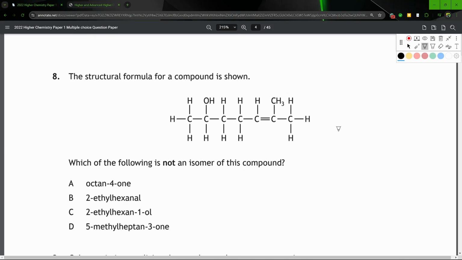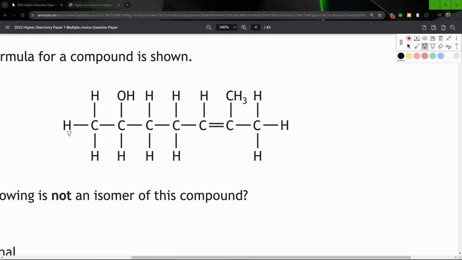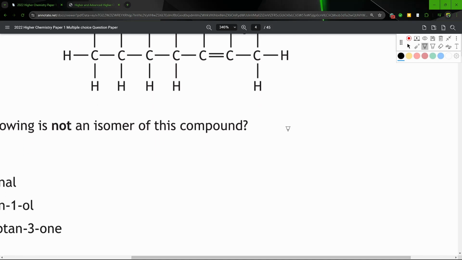Right. So, question 8. The structural formula for a compound is shown. We've got this thing here. Which of the following is not an isomer of this compound? Okay, so I'm going to go and actually write up a formula for this. We're going to count up all the different types of elements and then see what we get. So 1, 2, 3, 4, 5, 6, 7, 8 carbons.